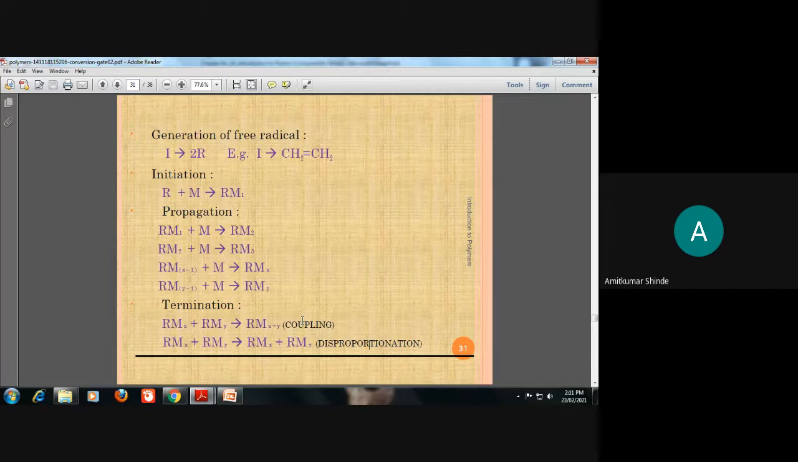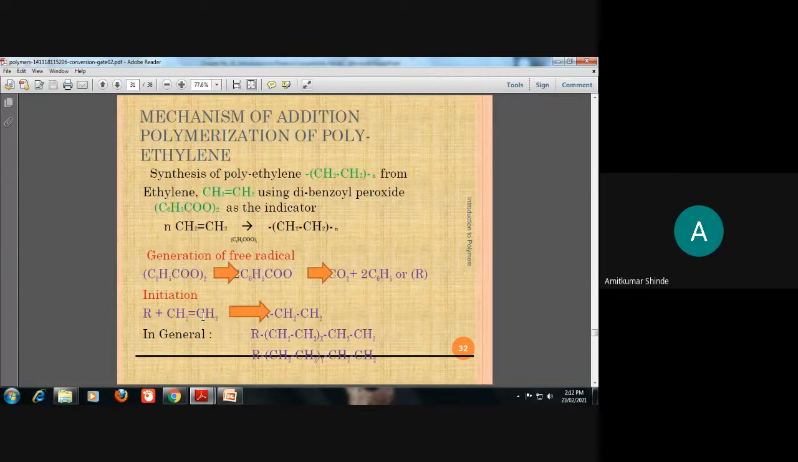This is how the polymer is formed in three stages: initiation, propagation, and termination. You just have to mention the stages, and if possible, you can write this. Okay, so three stages will be there: initiation, propagation, and termination. Now here the same process which I have explained, they have explained with the help of one example.